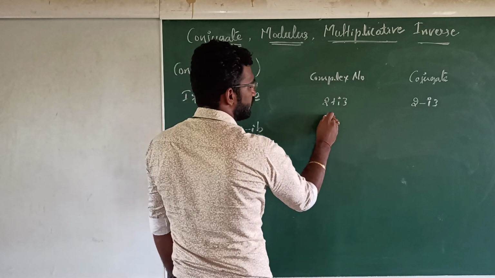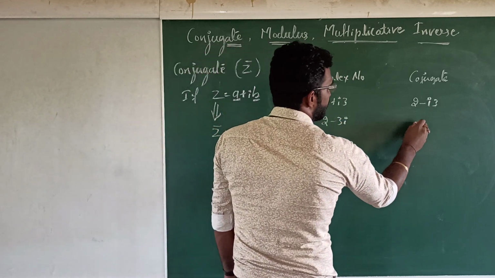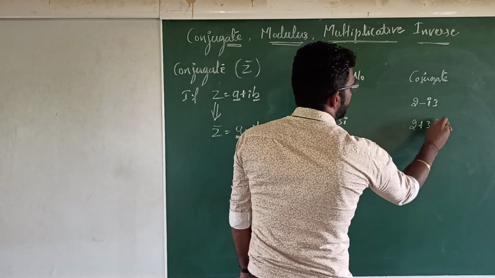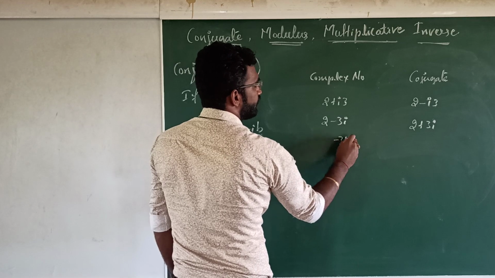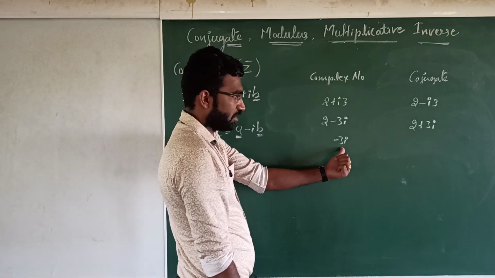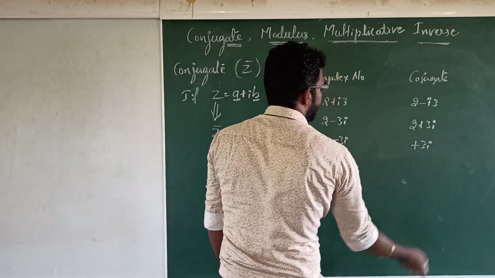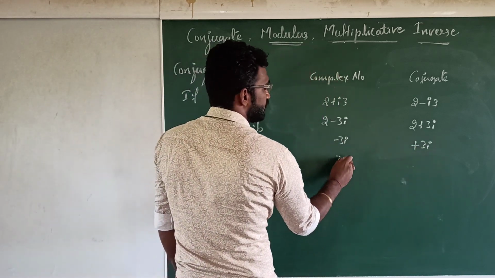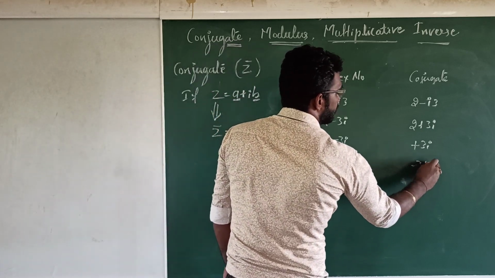If I write 2 minus 3i is the complex number, what is the conjugate of this? 2 plus 3i is the conjugate of this. If I write only minus 3i, then what is the conjugate? Since the real part is absent, the conjugate of this is plus 3i, right? If it is only 3i, what is the conjugate of this? Minus 3i is the conjugate.